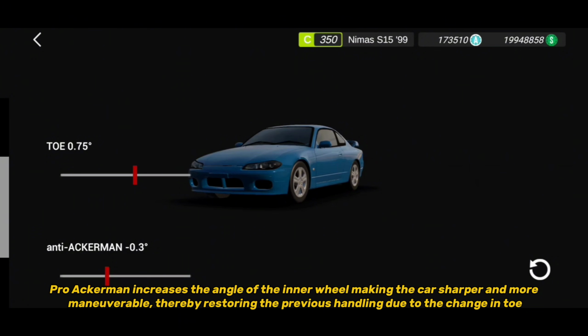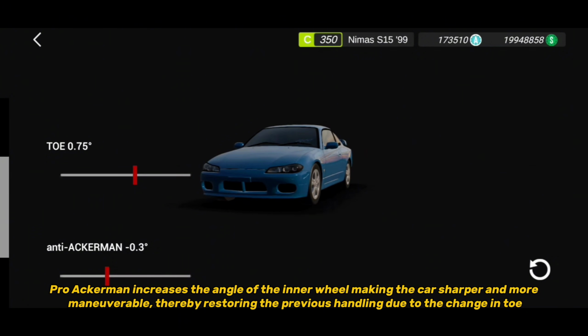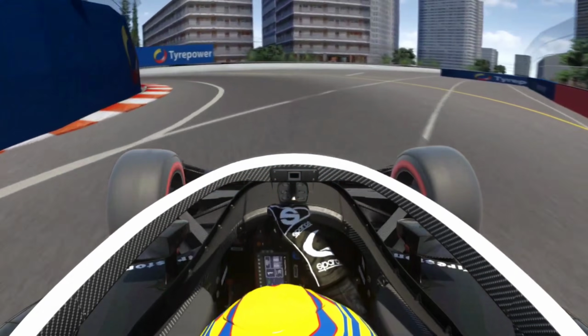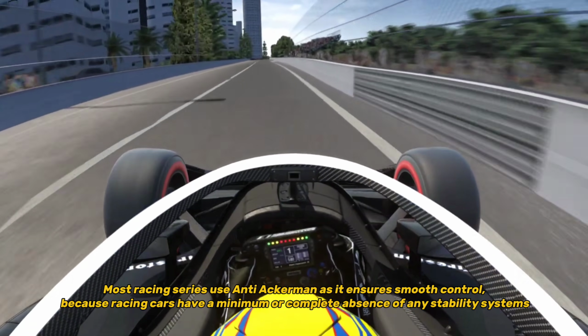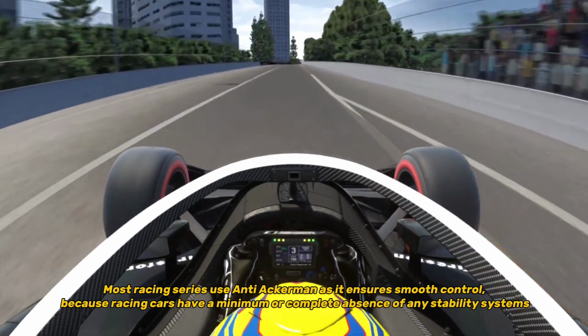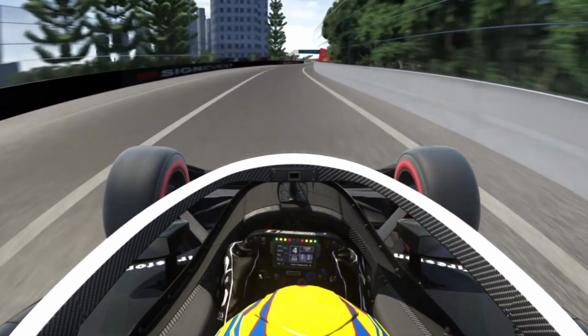Pro-Ackerman increases the angle of the inner wheel, making the car sharper and more maneuverable, thereby restoring the previous handling due to the change in toe. Most racing series use Anti-Ackerman as it ensures smooth control, because racing cars have a minimum or complete absence of any stability system.